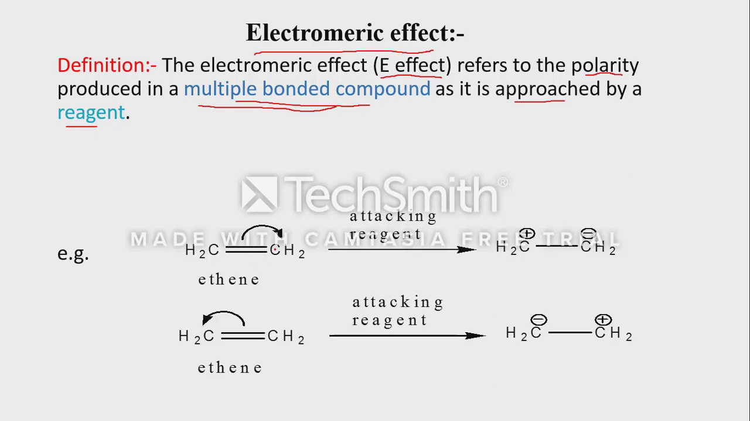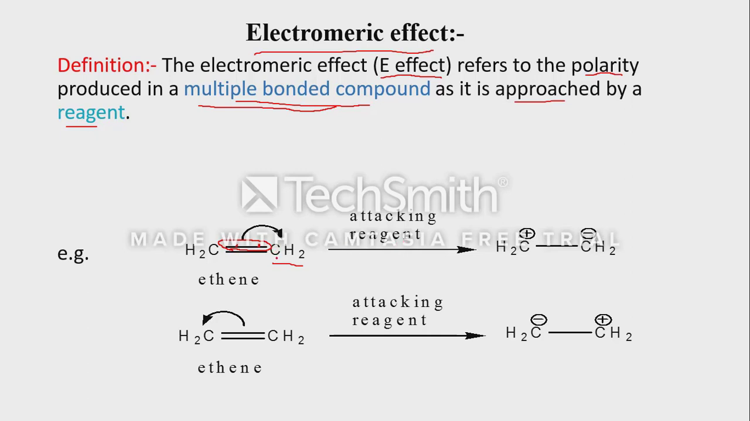This is the pi bond, formed from two electrons. The electrons are shifted to one of the carbon groups in the presence of an attacking reagent.